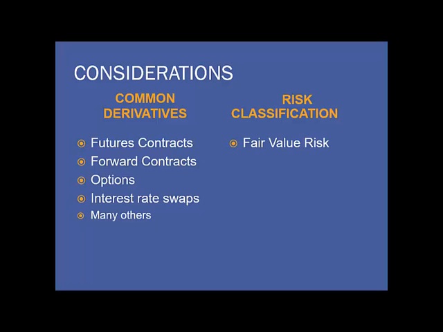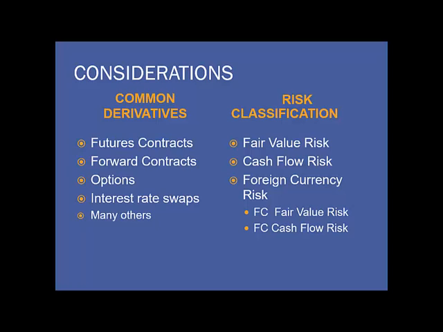Futures contracts will have a fair value risk. Forward contracts will have a cash flow risk. Options will have a foreign currency risk, and that foreign currency risk can be a fair value risk or a cash flow risk. These are the things that make accounting for derivatives difficult, because you have to consider all these components and disclose everything. So first, what is a futures contract?